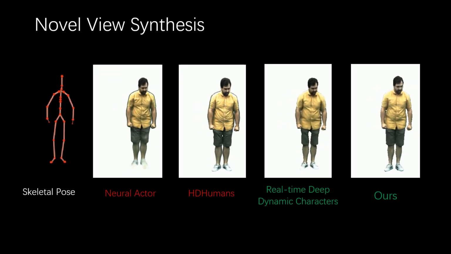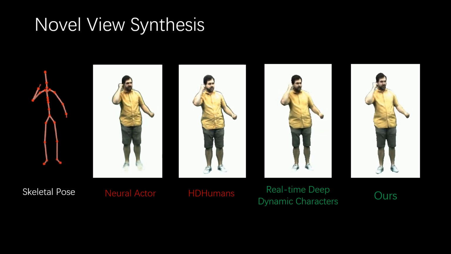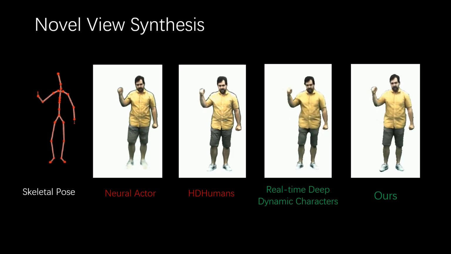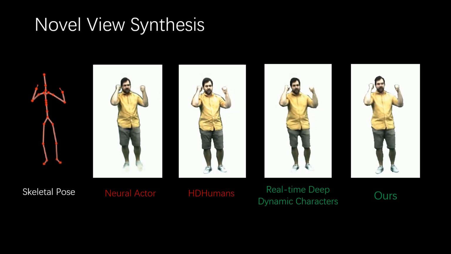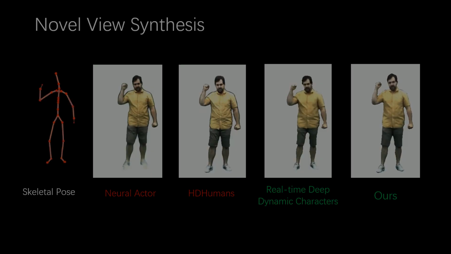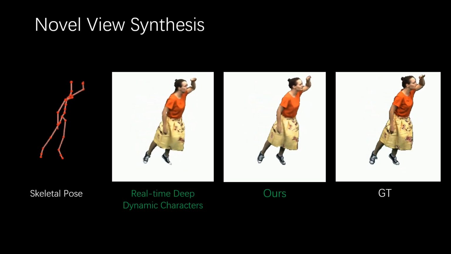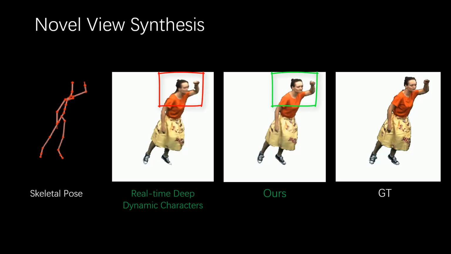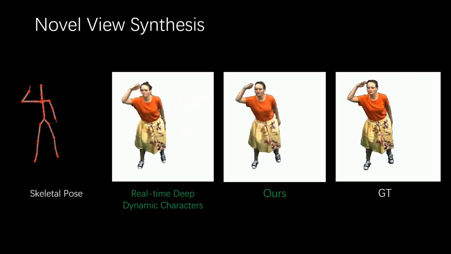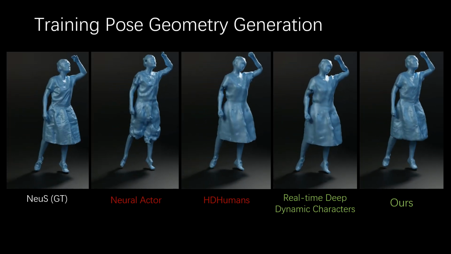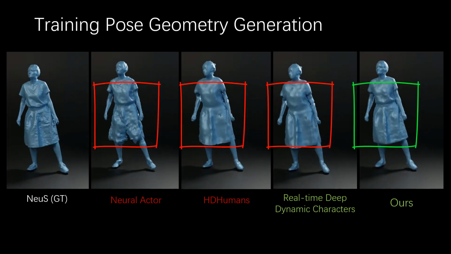Next, we compare our method to previous work in terms of rendering quality. Note that our method achieves significantly better results than previous real-time methods. Moreover, we show comparable or even better results than offline approaches. Here, we compare the real-time methods on a more challenging loose clothing type. Note our method achieves better quality and consistent rendering. In terms of geometry quality, our method outperforms all prior works in terms of quality and high-frequency detail recovery.